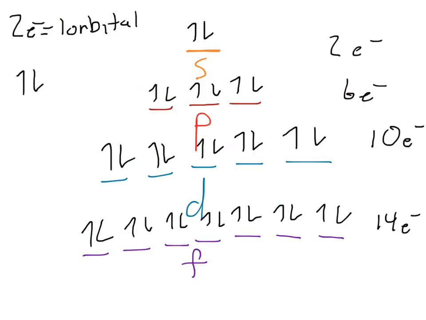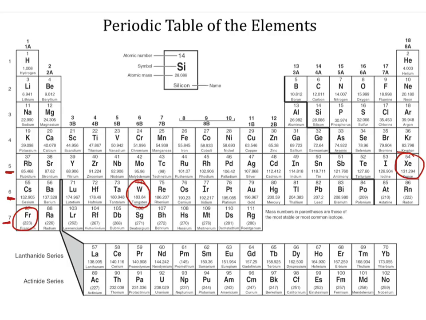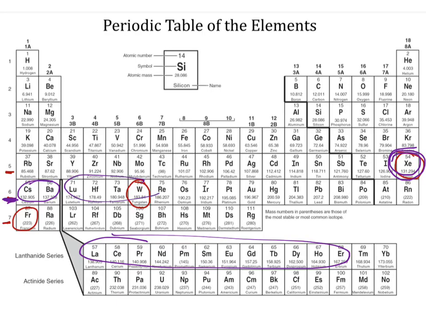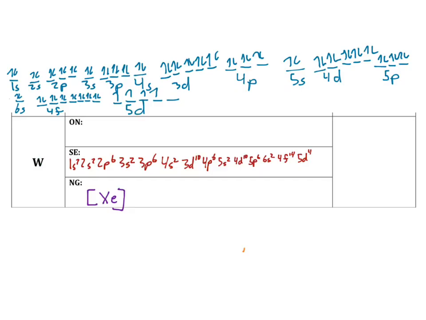You put the xenon in brackets, and then you write the electron configuration for everything that's in the 6th row. Essentially we're starting right after xenon, and we do the electron configuration for the row that tungsten is in. This is the 6s. What comes after the 6s is the 4f, and then after the 4f, we have the 5d. That's what we need to include after that.